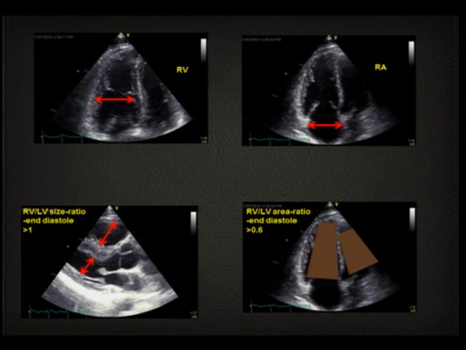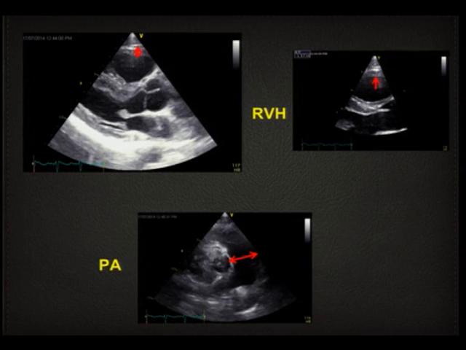For the RV sizing, one can use various methods. I've just shown one here, and you can also look at the RA sizing to see whether it is dilated or not. And these are the two ratios which have received a lot of attention. Looking at the RV and LV end diastolic size ratio, if it is more than 1, then it implies a possibility of pulmonary thromboembolism. And also looking at the area of both the chambers, if that ratio is more than 0.6, that again implies the possibility of pulmonary thromboembolism.